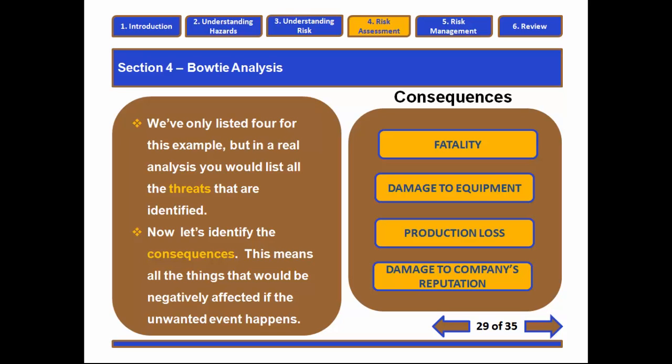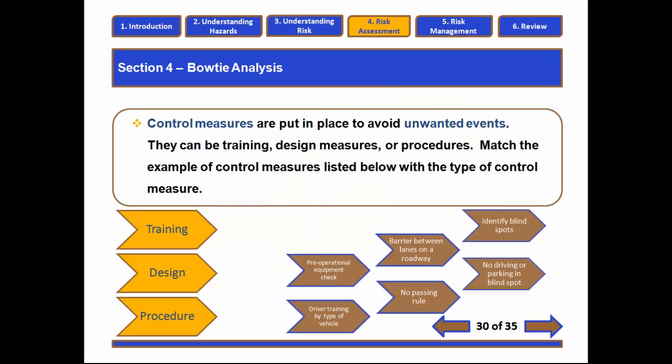So now our bow tie is starting to take shape. We've got the threats on the left, the hazard tying everything together in the middle, and then the consequences on the right. Now we need to implement some control measures. So what do we put in place to avoid the threats manifesting as an unwanted event to release the hazard?